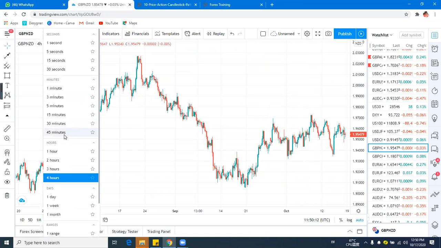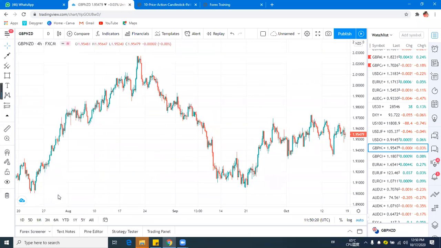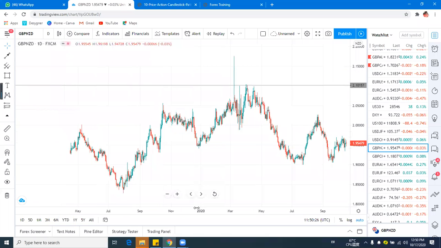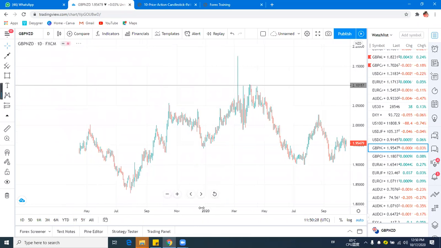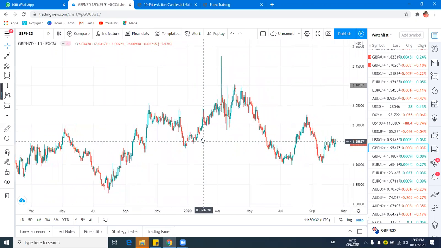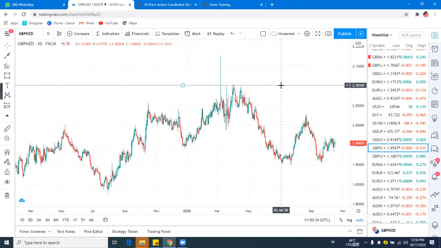So we have GBP NZD, that is Great British Pound New Zealand Dollar. That is what I want to analyze now. So I go to my daily chart and I zoom out so I can see the bigger picture.